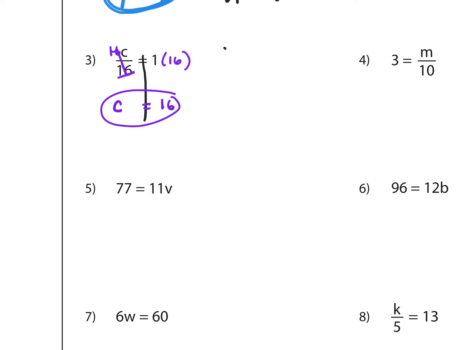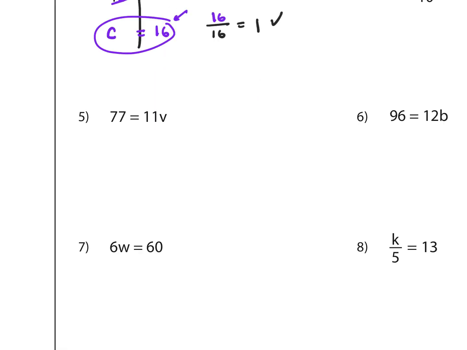If we wanted to check, we would start with the original equation. We would replace c with our number 16, our solution, right here. So I'm going to put 16 solution. The original problem says I divide it by 16, and that should give me 1, and that's a true statement.